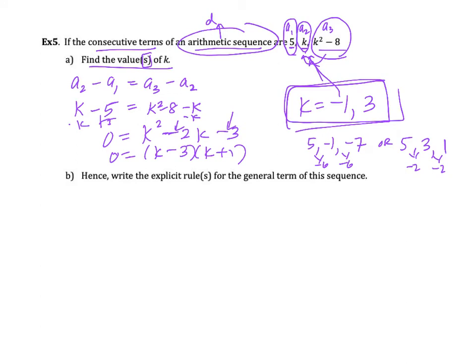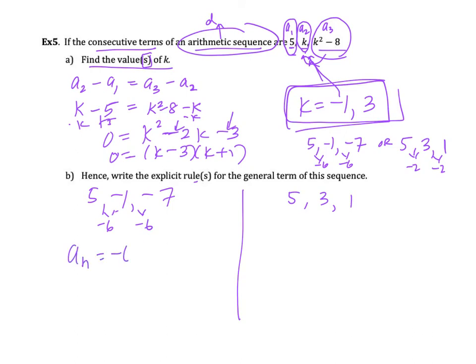How do we then write an explicit rule for the general term? Remember your explicit rule, they just want to be able to plug in a 1 or a 2 or a 3 to get that specific term. So we have two different sequences. I just did this work above. So we have the 5, 3, 1 sequence, and we have the 5, negative 1, negative 7 sequence. So I'll erase this, sorry.